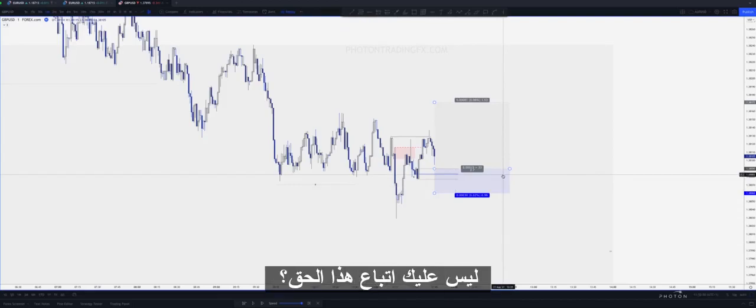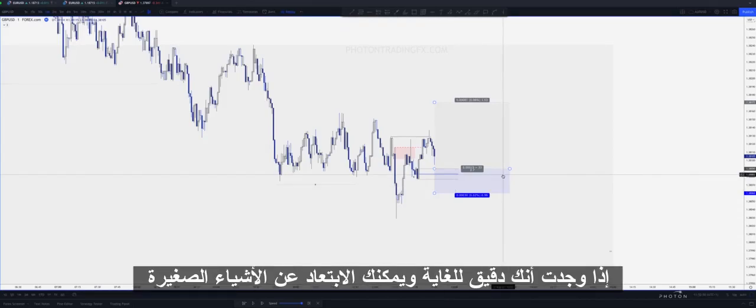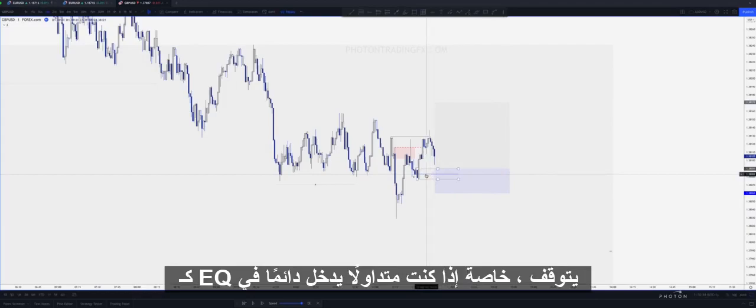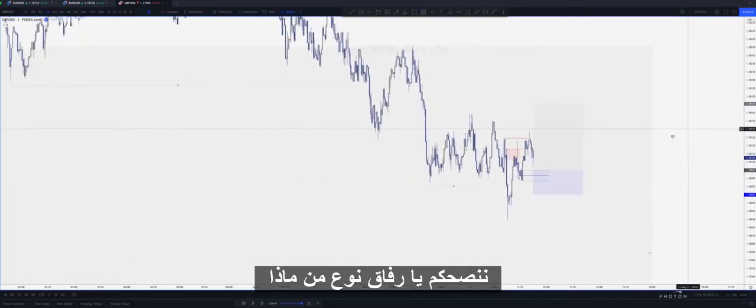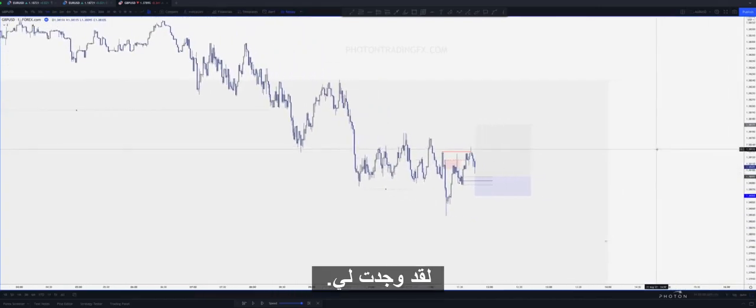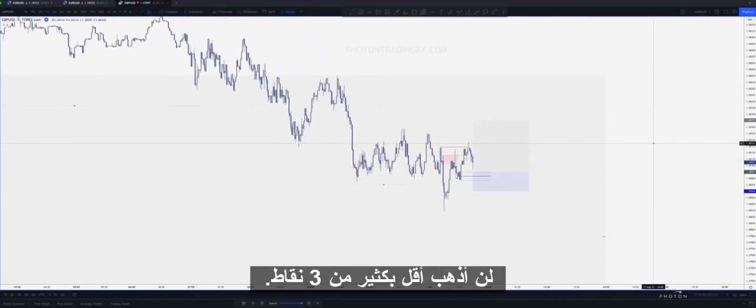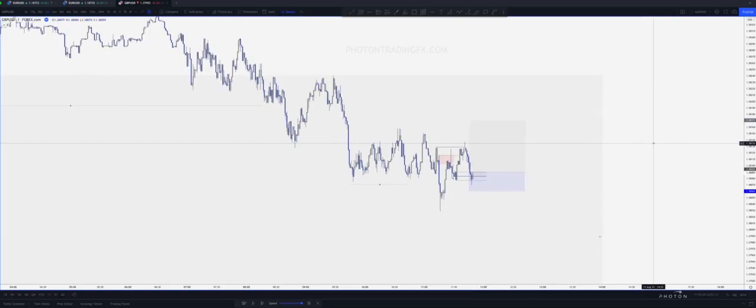Now for you, you don't have to follow that, right? If you find you're very accurate and you can get away with smaller stops, especially if you're a trader who always enters on the EQ as well, then do what works for you. But I can only advise you guys on what I found, and for me, I wouldn't go much lower than 3 pips. It just tends to work a lot better.